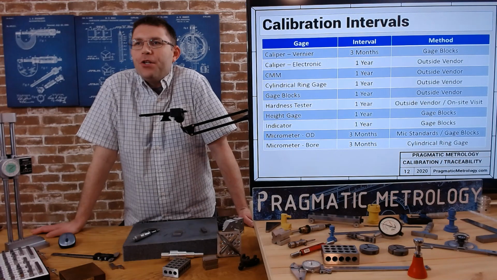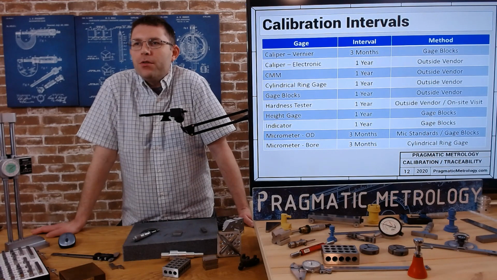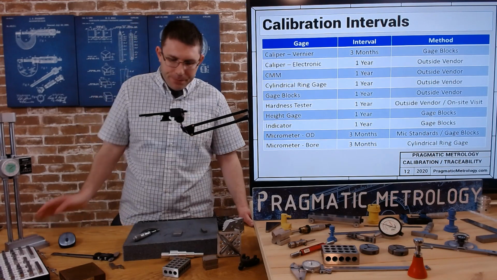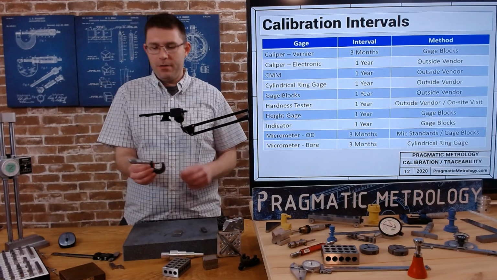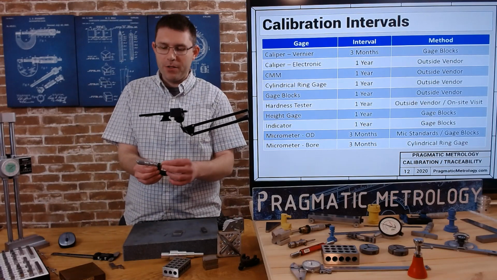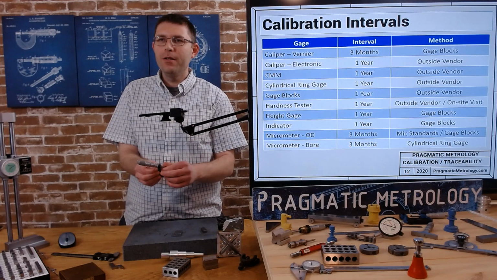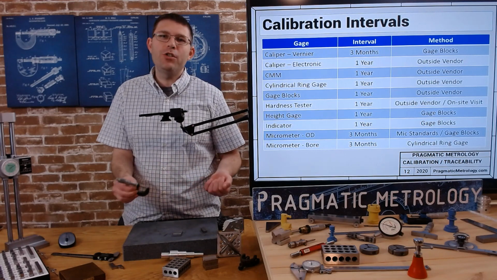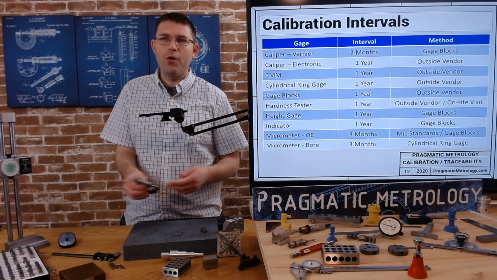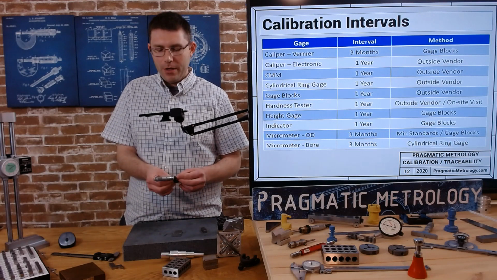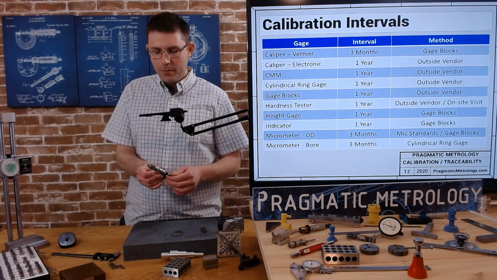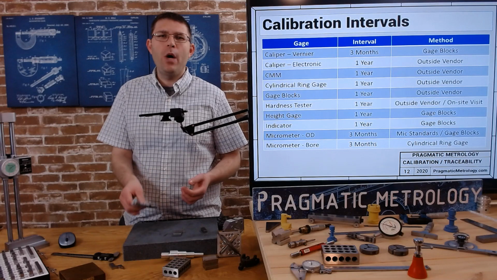CMM once a year, ring gauges, gauge blocks, hardness testers, height gauges, indicators. 1 year is fine for those. OD micrometers, bore micrometers. Again, with micrometers, there's a lot of moving parts. Well, not a lot of moving parts, but there's some sensitive moving parts in there. And I frequently need to adjust them because the conditions that I'm working in are not temperature controlled, humidity controlled, and we're using them a lot on a wide variety of parts.